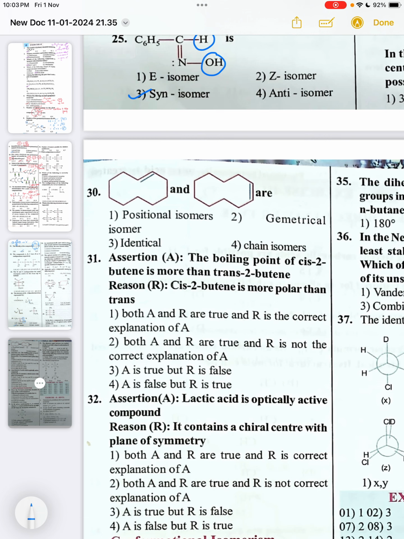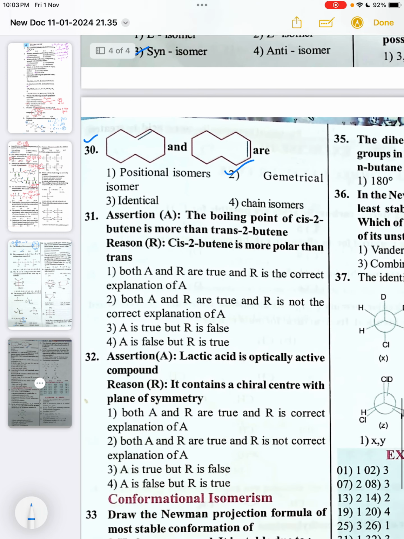Next, question number 30. Here this is the compound. What type of isomers are possible? These are geometrical isomers because a double bond is there. So double bond containing compounds will show geometrical isomerism.